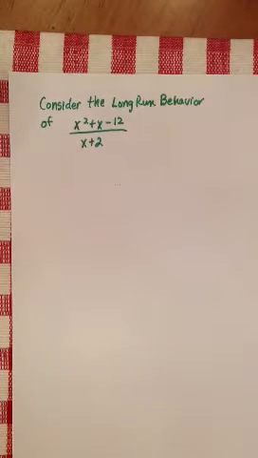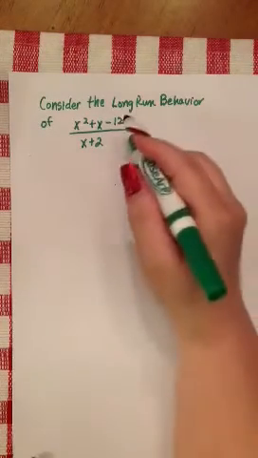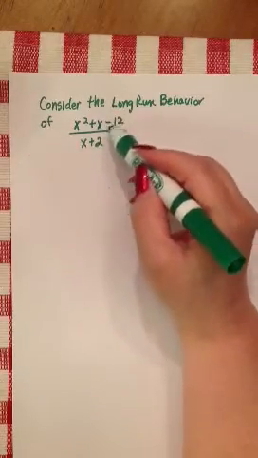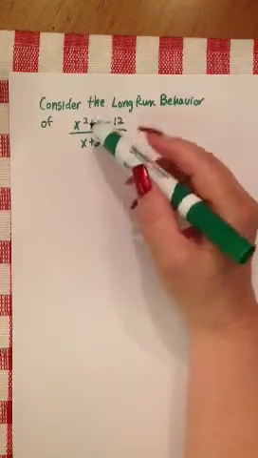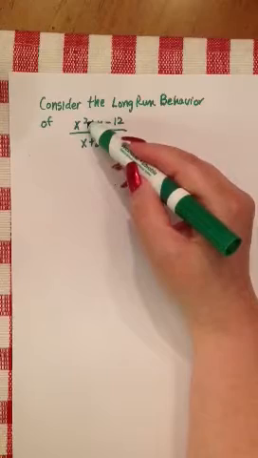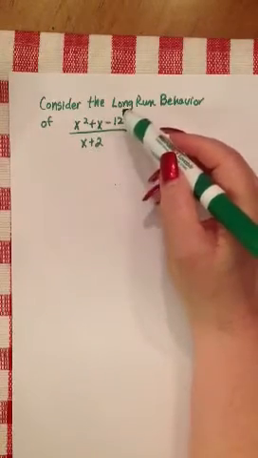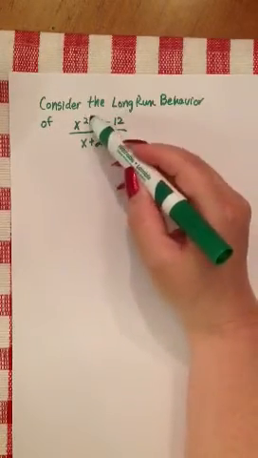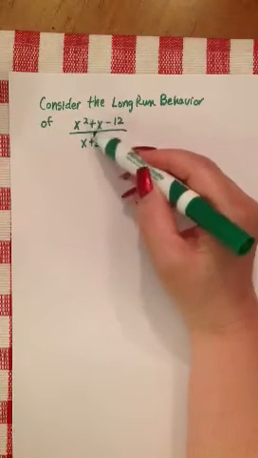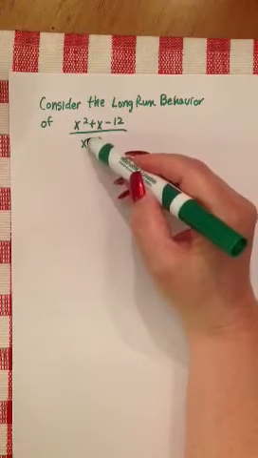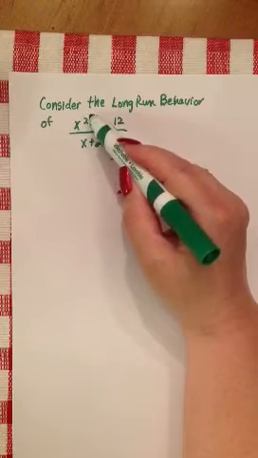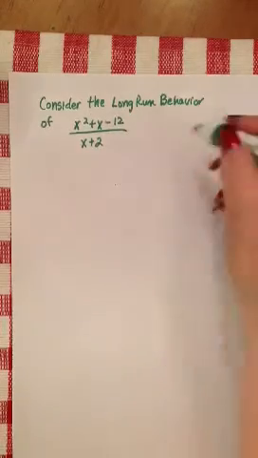Okay, the next one here says, consider the long-run behavior of (x squared plus x minus 12) divided by (x plus 2). If the numerator is of greater degree than the denominator, and how you can tell the degree is it's the biggest power of x. The biggest power of x in the numerator is 2, the biggest power of x in the denominator is 1. If that's true, that the numerator is of greater degree than the denominator, you're going to have to do long division.